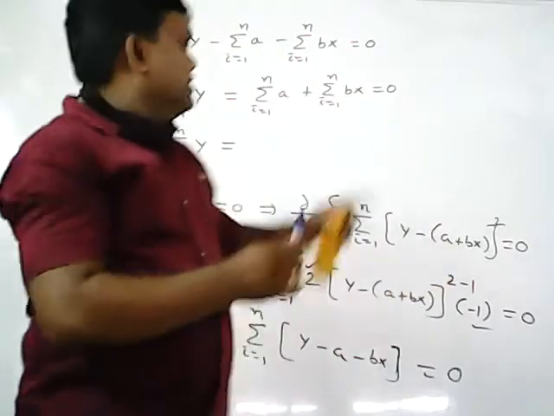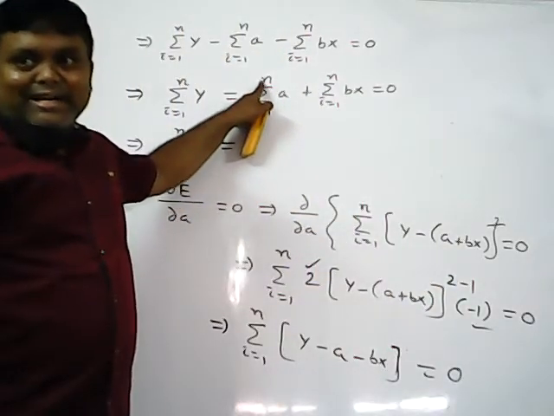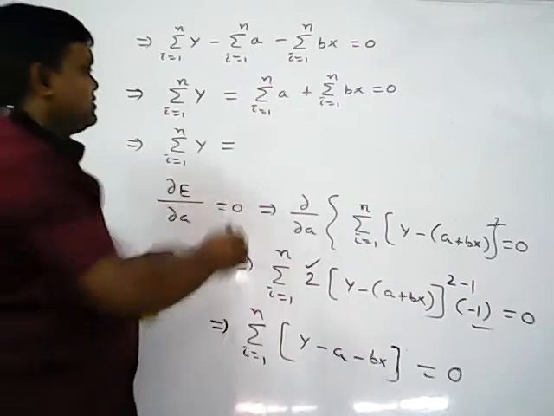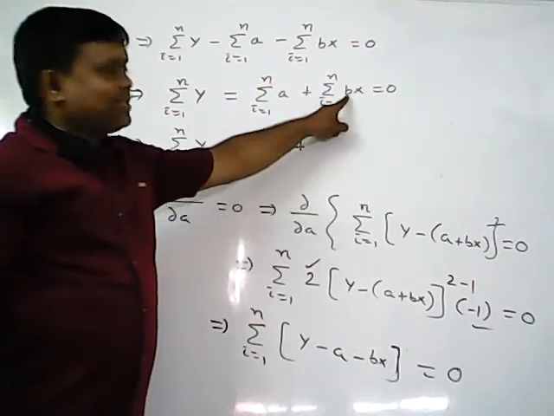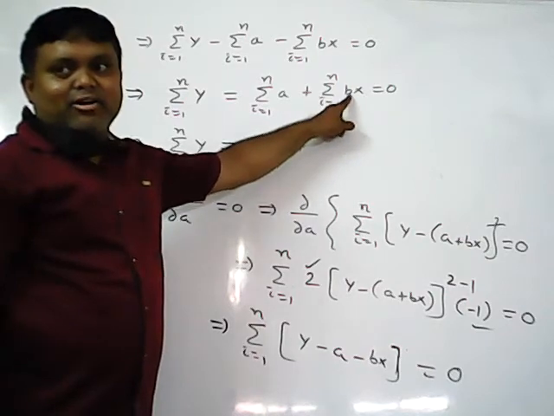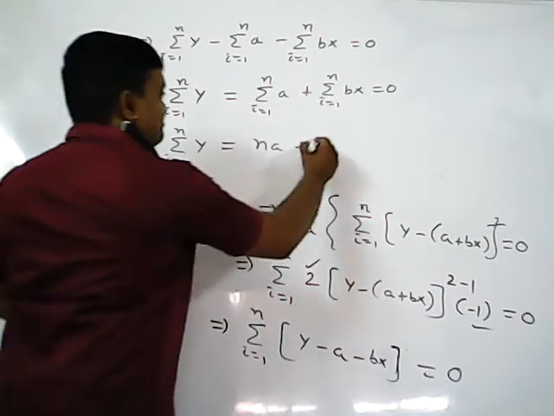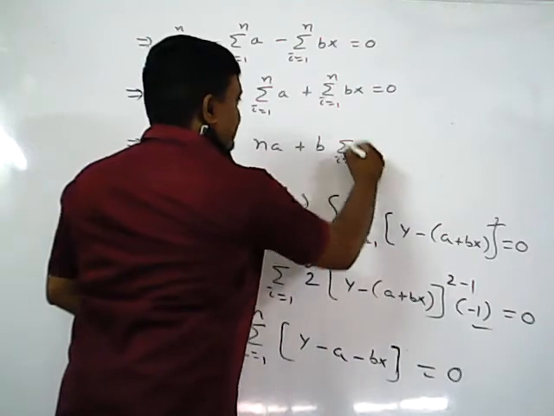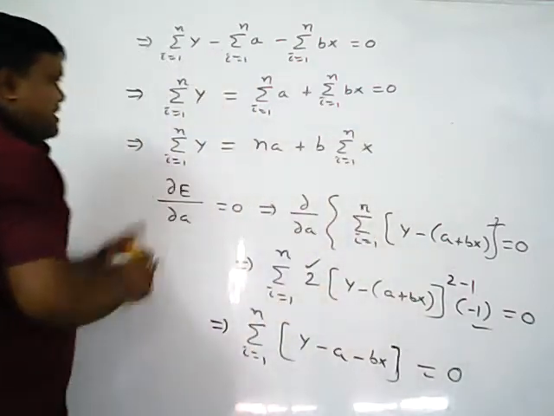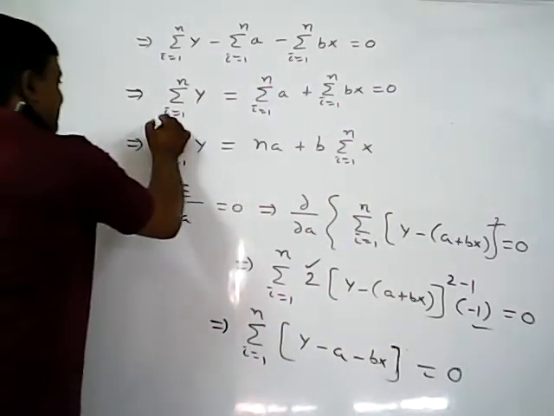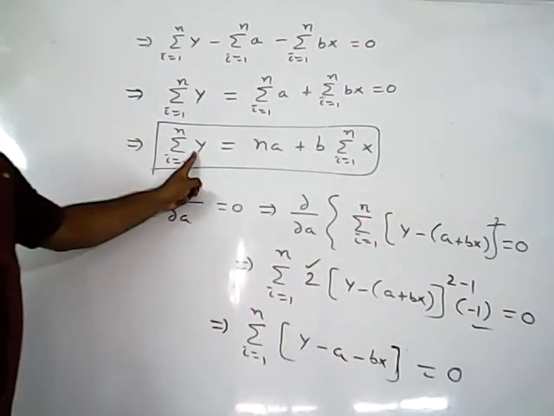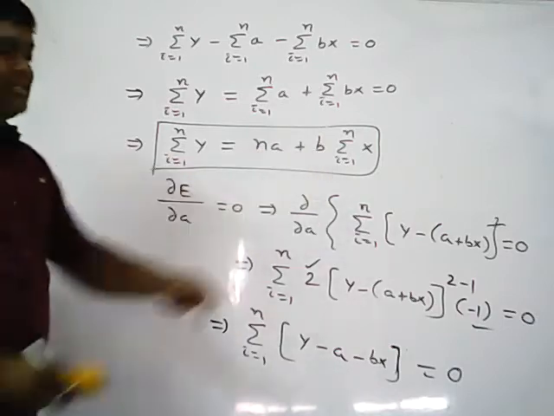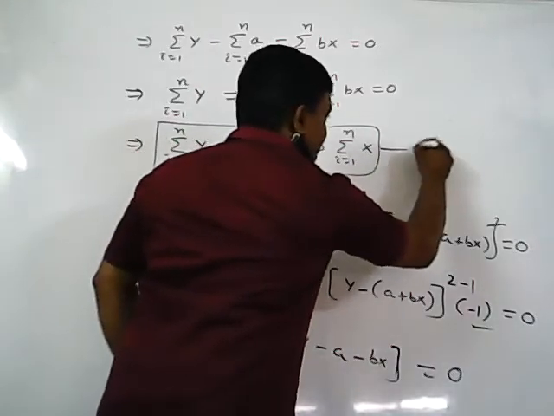So now see this one. A plus so on, how many times is it there? n times. So what is the total value? na. So na plus, here see, b is a constant or not? x is a variable, b is a constant. The constant should be separated, so you get b summation i equal to 1 to n x. This is the maximum simplification you can do. So what is the first normal equation of a straight line? The first normal equation of a straight line is summation y equal to na plus b summation x. This is equation number 2.